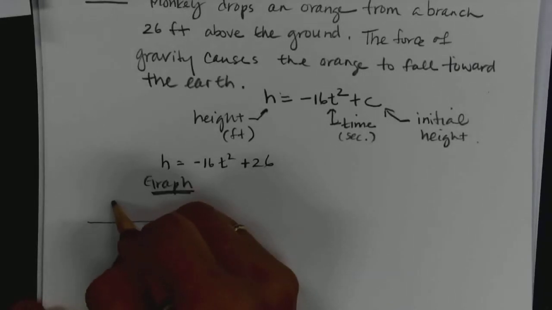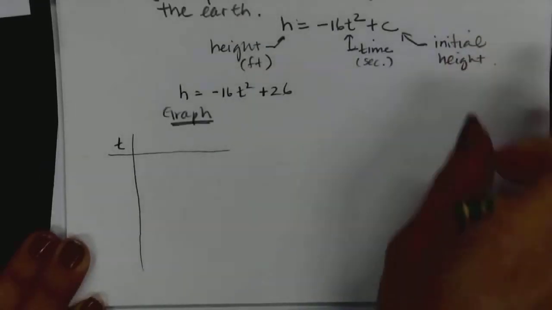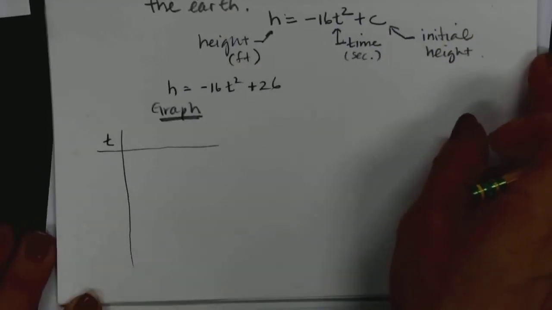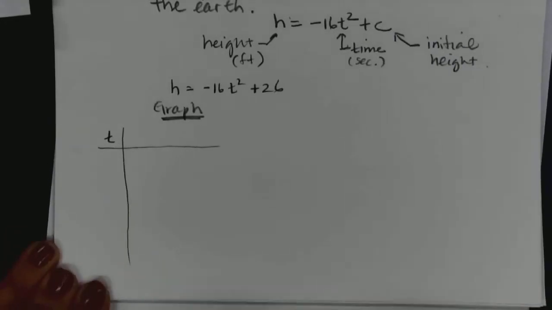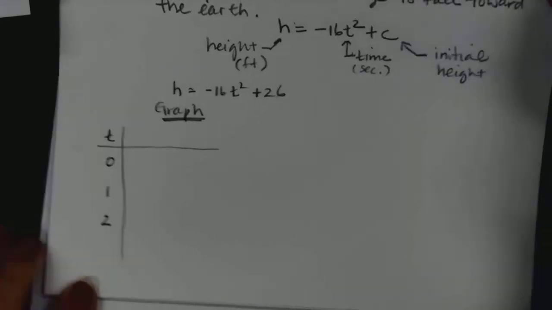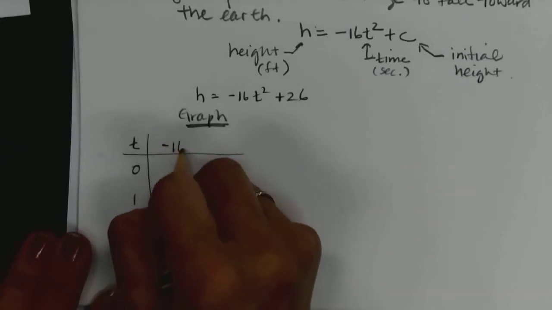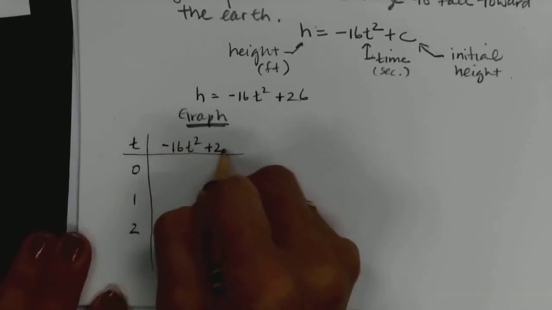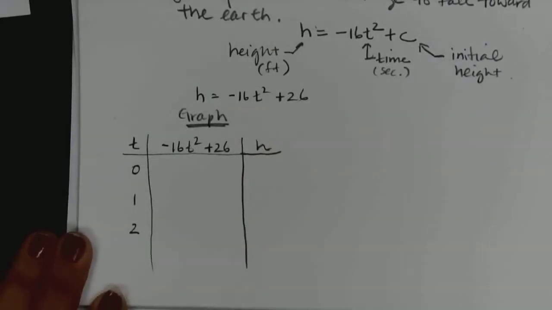So we're going to make a table. T. Now remember, T is time. Can time ever be negative? No. So we are just going to use 0, 1, and 2. That's it. This is the only time you use 3 points. Other times I want 5 points. And my function is negative 16t squared plus 26, and I'm looking for the height at those times.